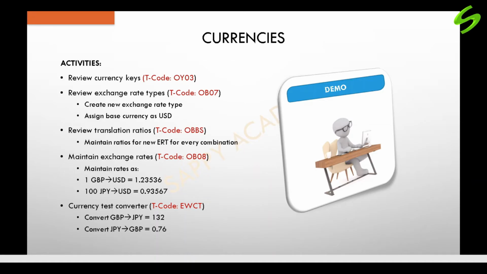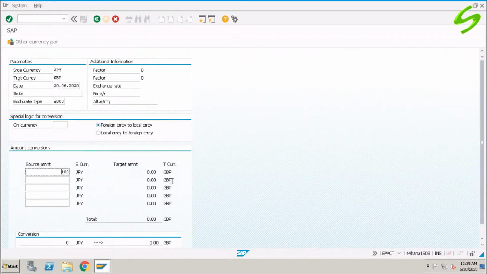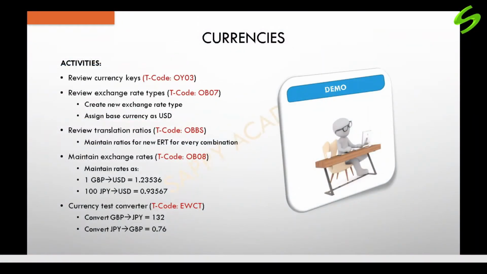We can also convert JPY to GBP. It will be 0.76. Let's check that as well. JPY to GBP, enter. And once I hit enter, it will calculate 100 JPY equals to 0.76 GBP. This is exactly what we want. So this is how the base currency works in SAP. So this was all about currencies. We have more to cover in currencies that I'll cover in the next session.